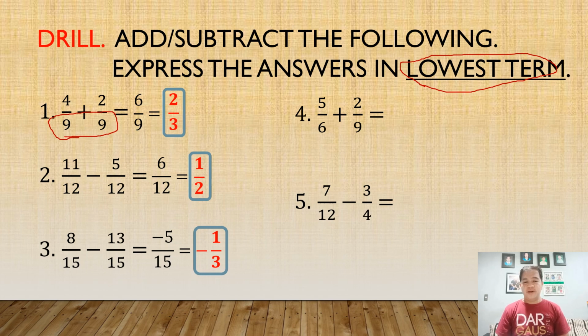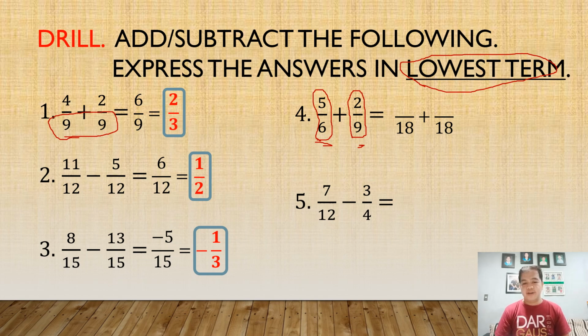For number 4, so we have dissimilar fractions. Again, ano ba ang concept ng pag-add or subtract ng dissimilar fractions? Ang kailangan mahanap ay yung equivalent fraction ni 5/6 at saka equivalent fraction ni 2/9, pero dapat similar sila. Okay? To do that, you have to get the LCD, or the least common denominator. The LCD of 6 and 9 is 18. 6, 12, 18, and 9, then 18.